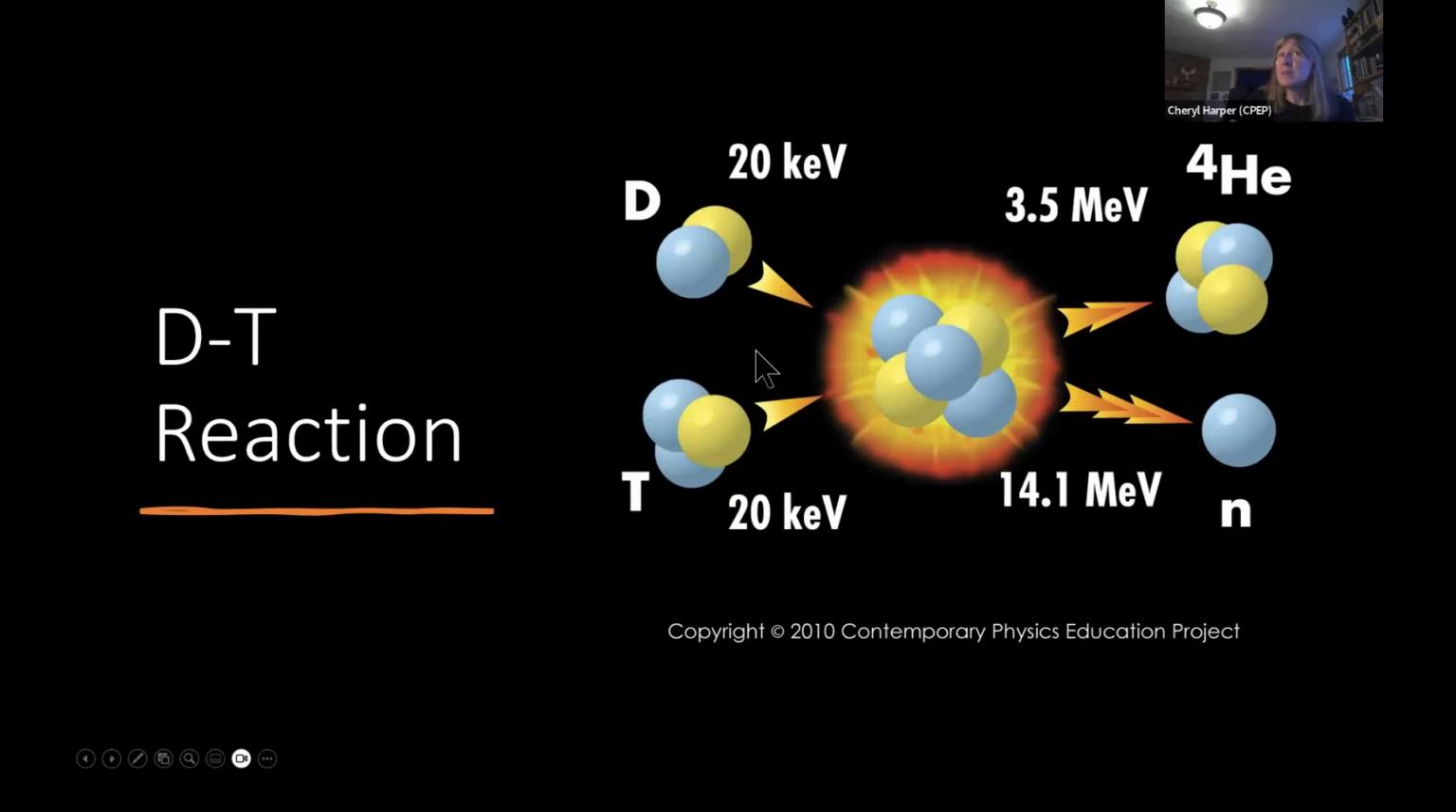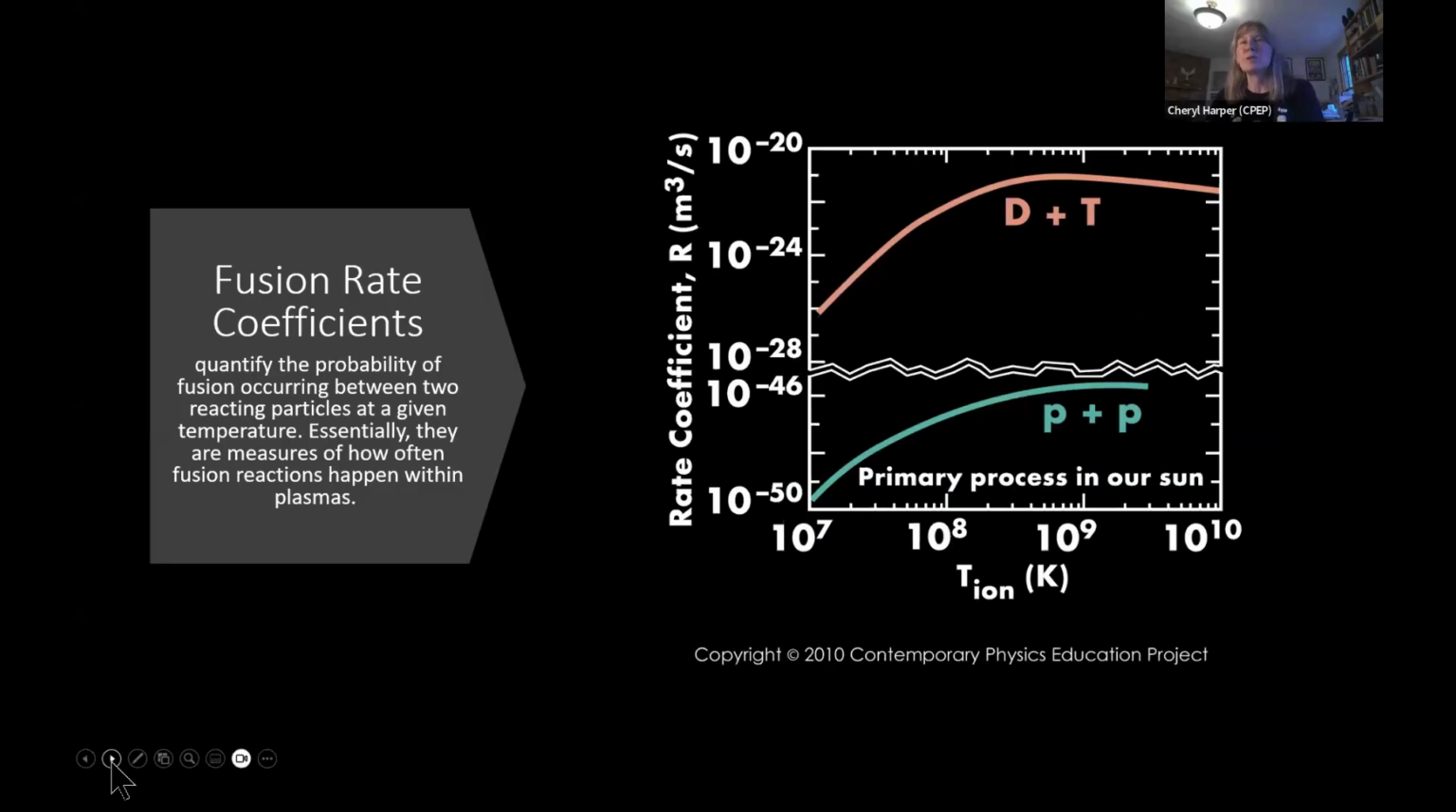The deuterium-tritium reaction is a reaction that can actually be more achievable here on Earth than the proton-proton. And we have a short activity that is a simulation of the deuterium-tritium that we'll show you in just a minute.